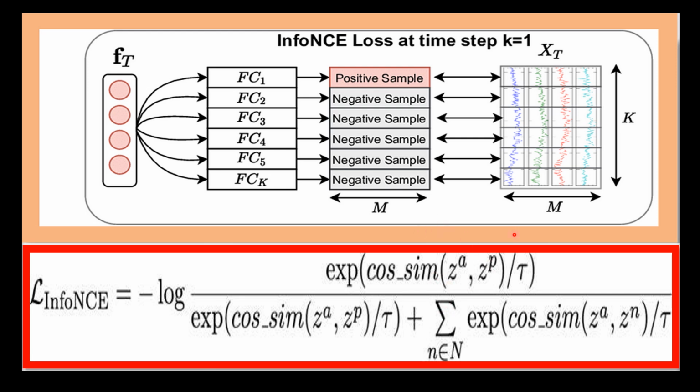Now this temperature hyperparameter, the tau, controls the strength of the similarity maximization, and lowering this temperature places a greater penalty on the harder negatives, making the model more selective and discriminative.